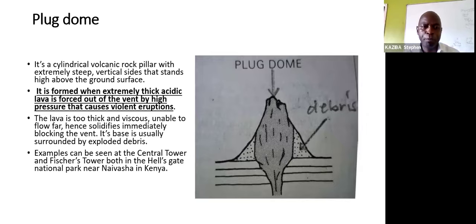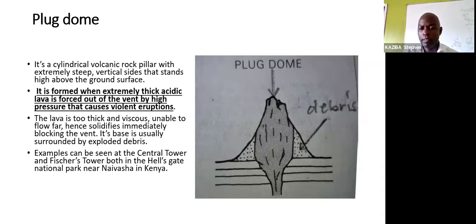So the nature of eruption is violent eruption of extremely thick acidic lava through the vent. And when it gets out, it is unable to flow for a long distance. So it solidifies immediately and blocks the vent to form a steep-sided landform. Examples can be seen at Central Tower and Fisher's Tower, both in Hell's Gate National Park near Naivasha in Kenya.